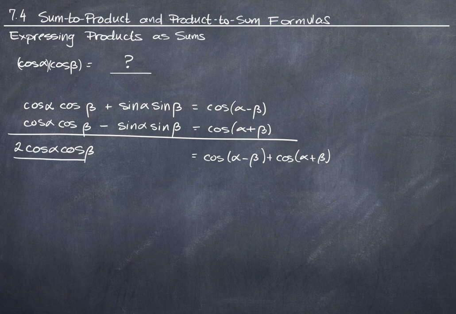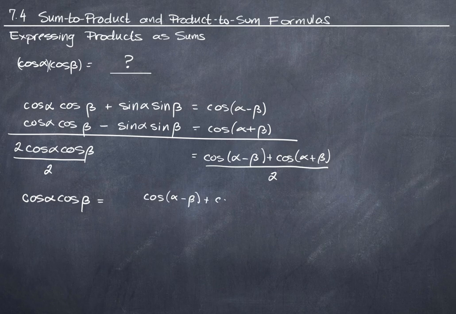Now I'm going to divide both sides by 2. What happened here is I got 2 cosine alpha cosine beta, and cosine alpha cosine beta is exactly what I want. So I'm going to divide both sides by 2. Then I end up with cosine alpha cosine beta, the product of the cosines of two different angles, is equal to the cosine of alpha minus beta plus the cosine of alpha plus beta, all divided by 2.